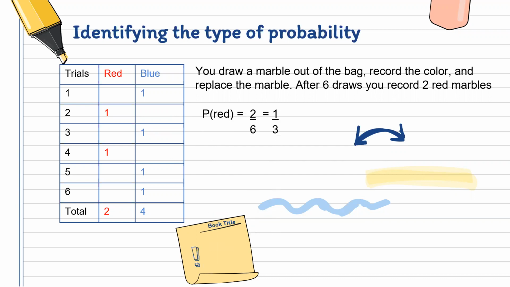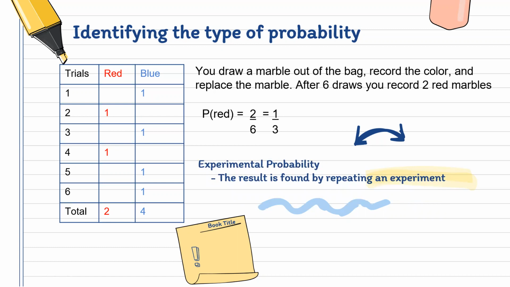So for the probability of getting a red, we recorded 2 outcomes of red. Then we have 6 possible outcomes. So the probability of red is 2/6. Then simplify: 2/6 can be simplified as 1/3.